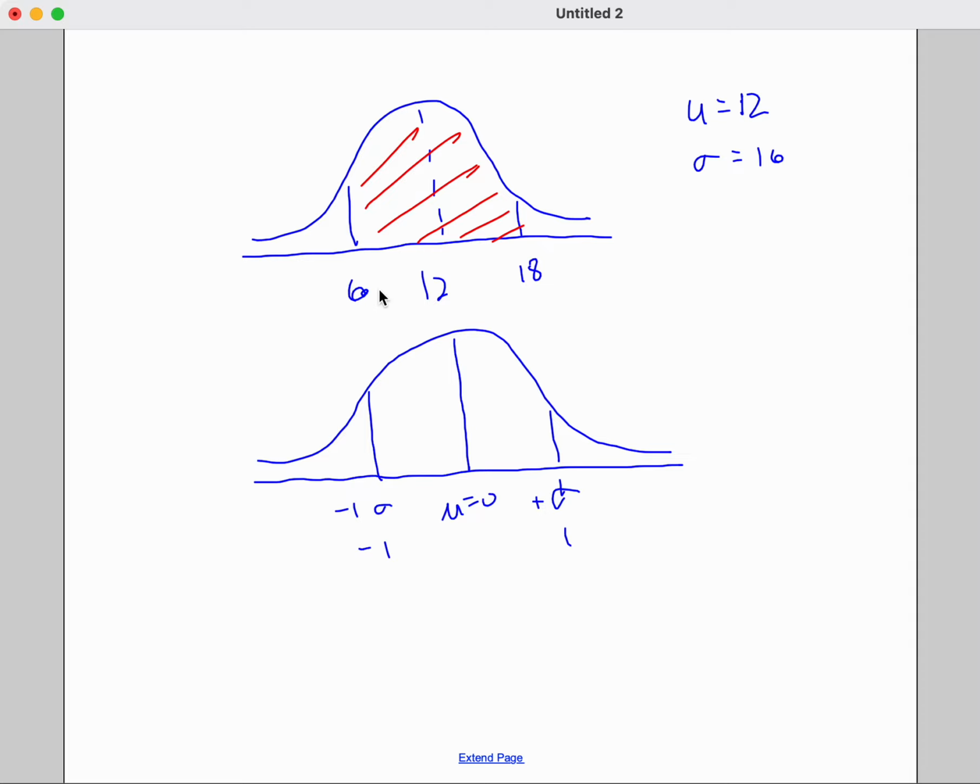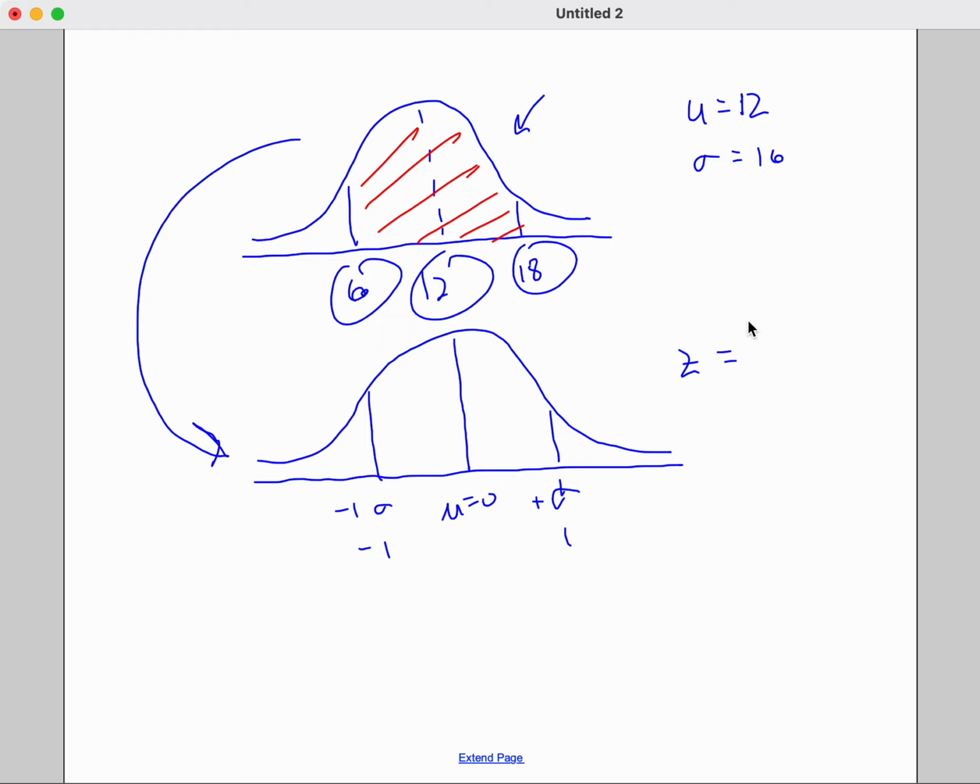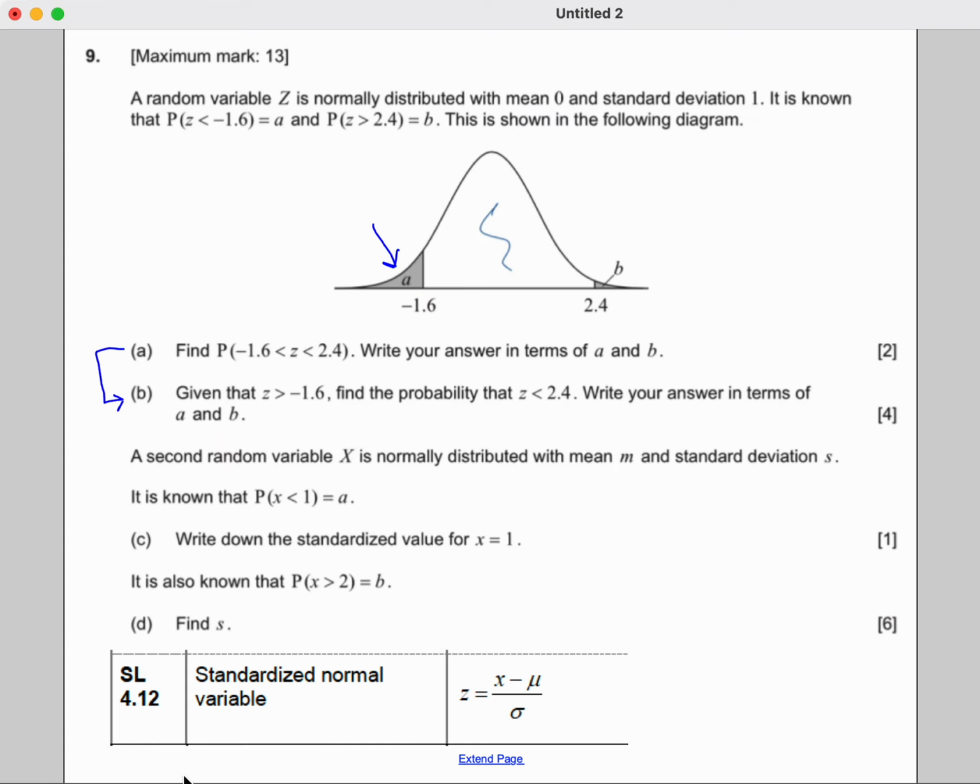Okay, and there's a way to convert from a regular normal distribution. We can convert these numbers to a standard normal distribution, and that is z equals x minus mu, the mean, over the standard deviation. That formula is in your formula book, and it's right here: x minus the mean over the standard deviation.